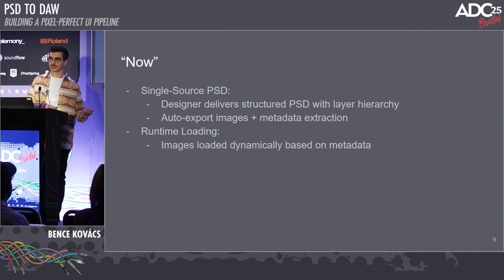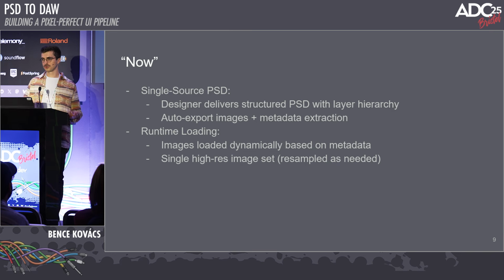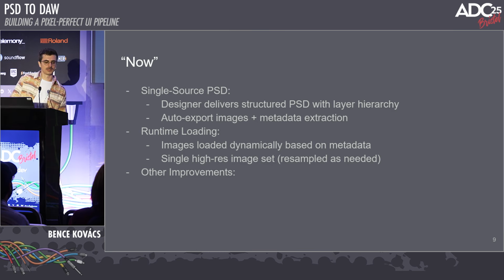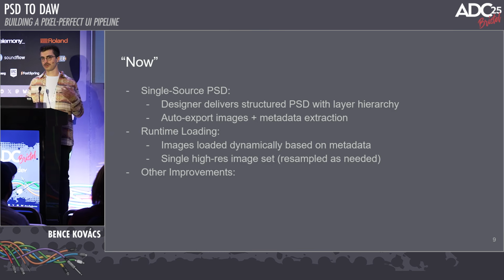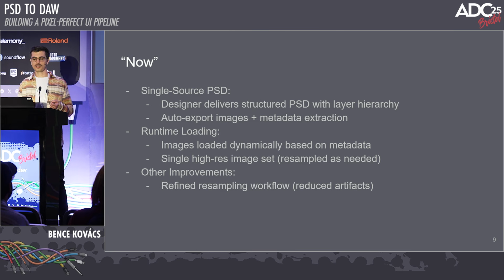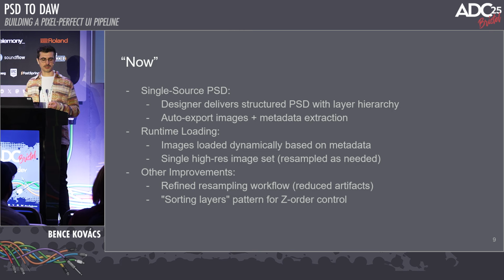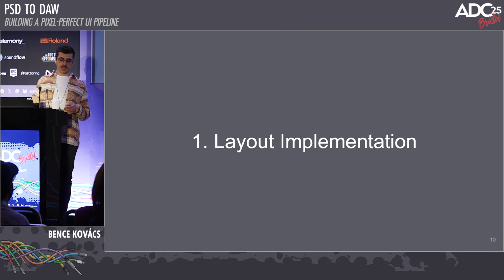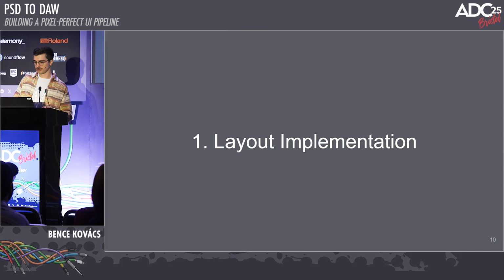And our images are still baked into our applications. So we still use a single high resolution image set and resample it as needed. But we did get a better understanding of how to combat all the resampling issues that we had before. And we also adopted a pattern we call sorting layers for combating this Z order problem that we had with some of the components. And then let's just get into the layout implementation really.